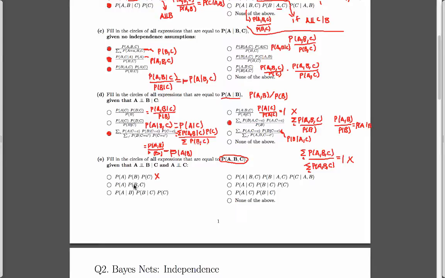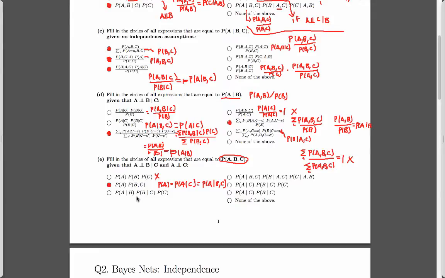Therefore, this is not a correct answer. Now let's look at the second option. Here we have probability of A times the probability of B and C. We know that the probability of A is equal to the probability of A given C by this second assumption right here. And the probability of A given C is equal to the probability of A given B and C, because A is independent of B given C. So this expression becomes the probability of A given B and C times the probability of B and C. When we multiply these two together, we get probability of A, B, and C, which is true.